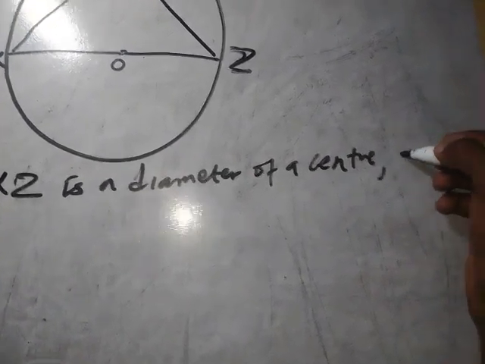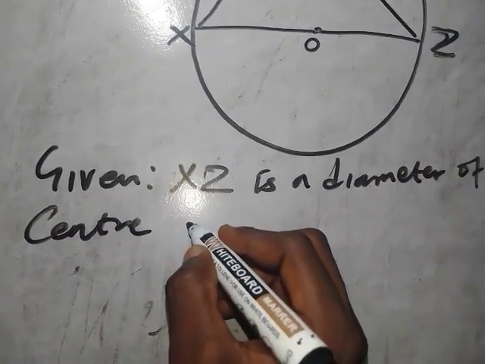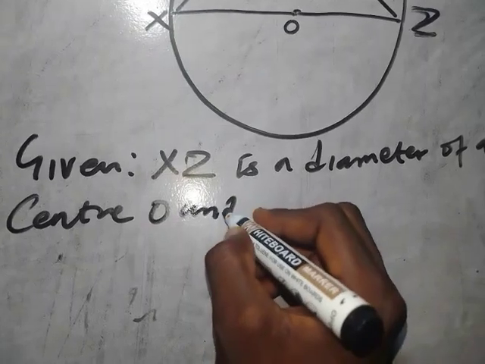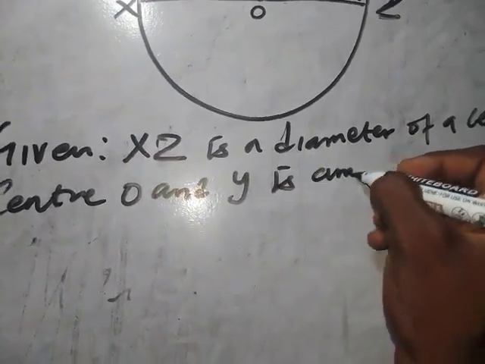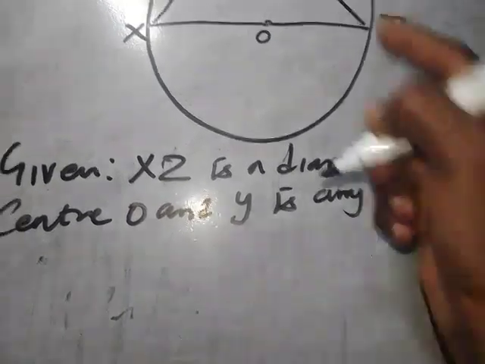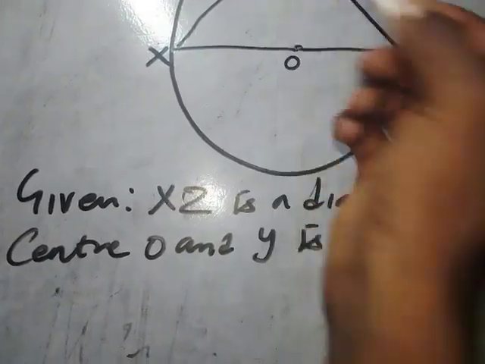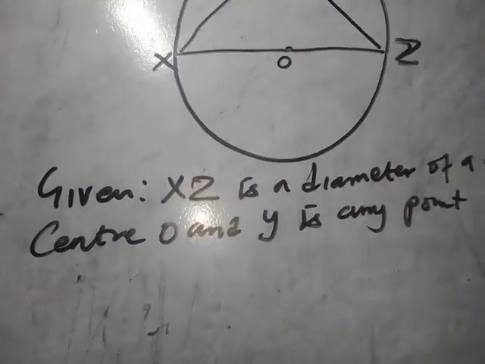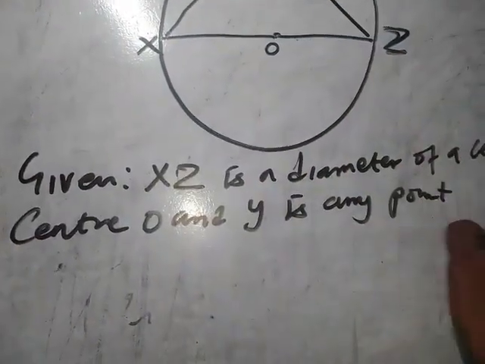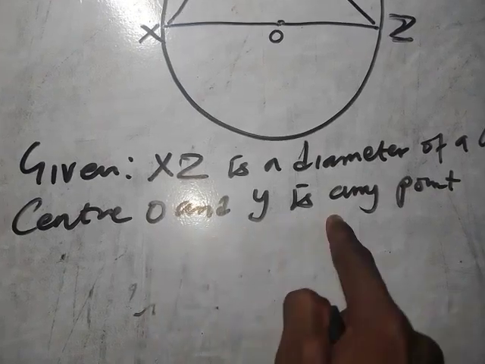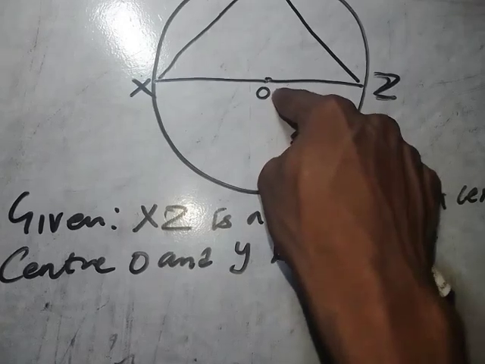Center O, and y is any point. Y can be any point. I can decide to place my y here, and I will draw it like this. I can decide to place my y anywhere. So given that xz is a diameter of a circle with center O and y is any point, I can decide to draw my y here, but I can decide to put my O here.